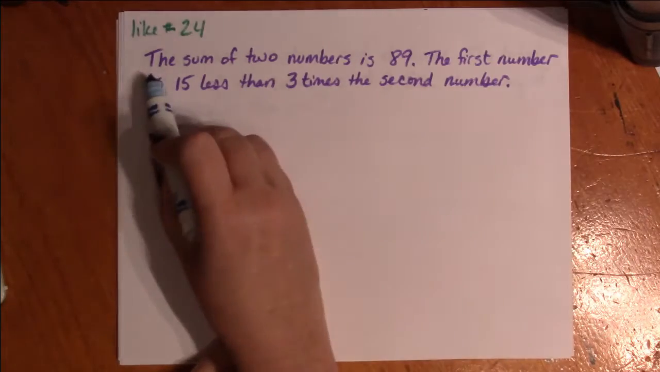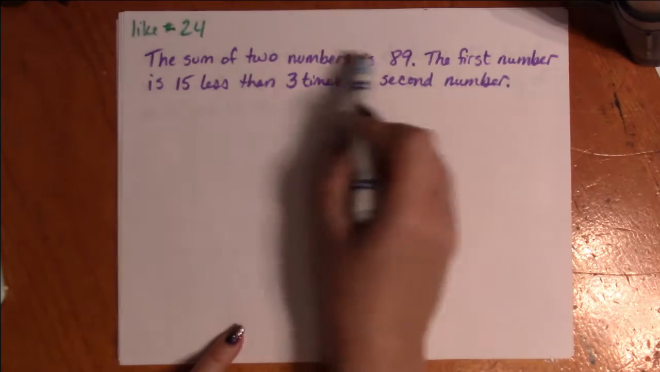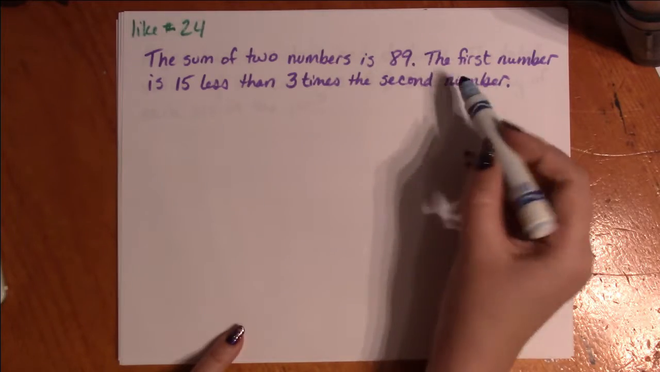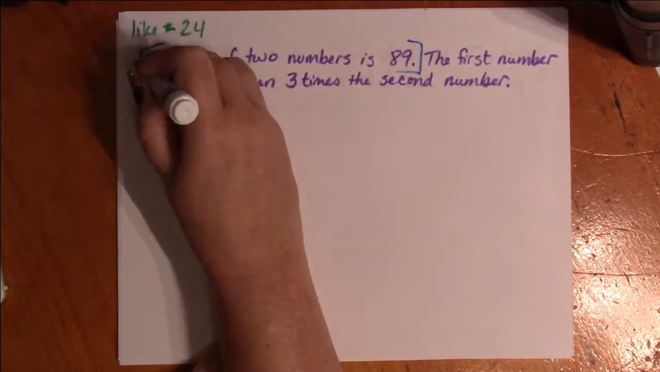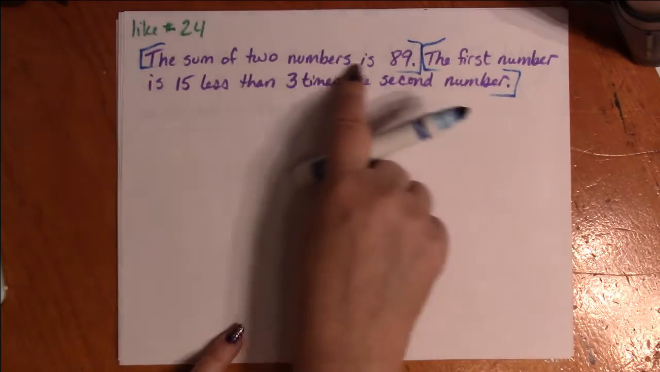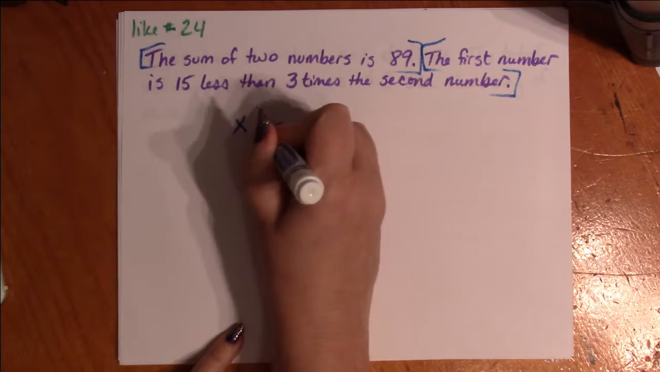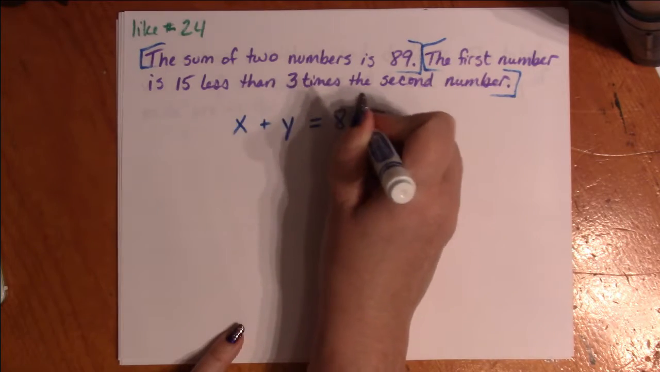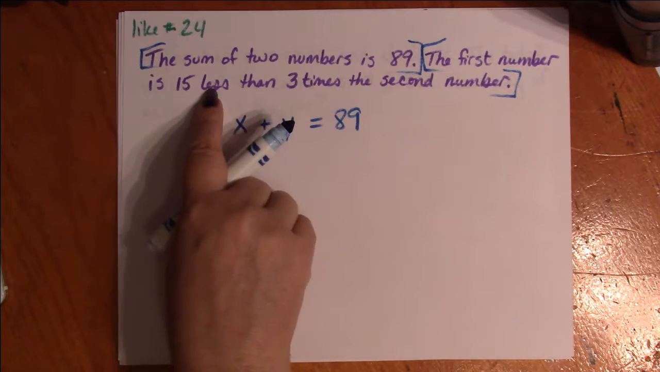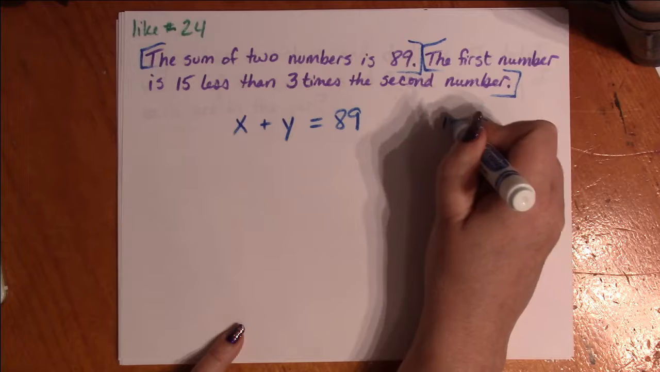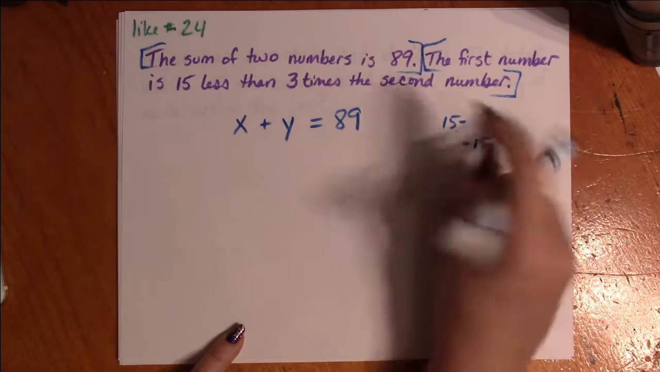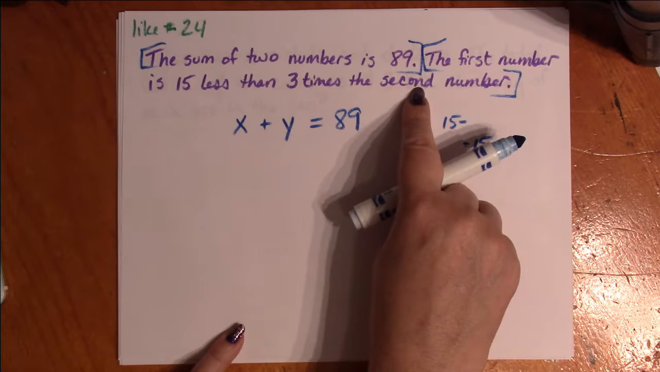Problem number 24. You've got two numbers that you're adding together, and then it tells you how these two numbers are related. So this is one equation, and this is the other equation. The sum of two numbers is 89. So X plus Y equals 89. And the first number, X, is 15 less than, remember that does not mean 15 minus, it means minus 15. 15 less than 3 times the second number.